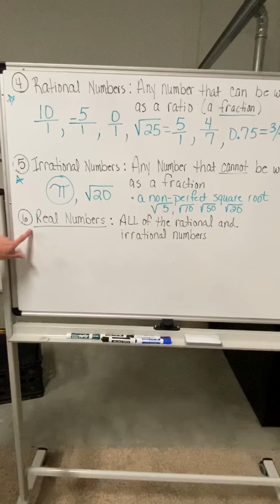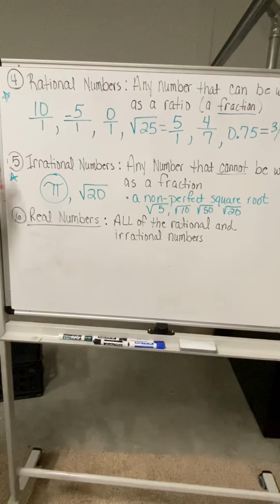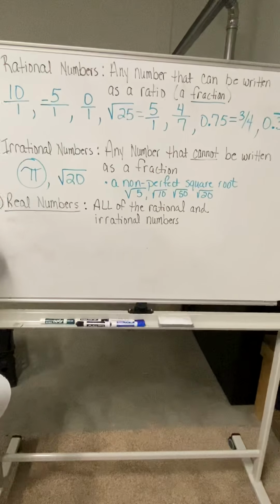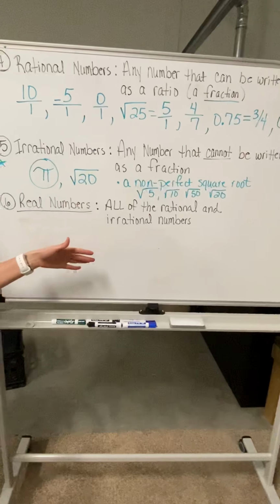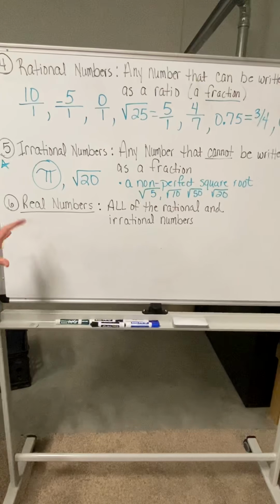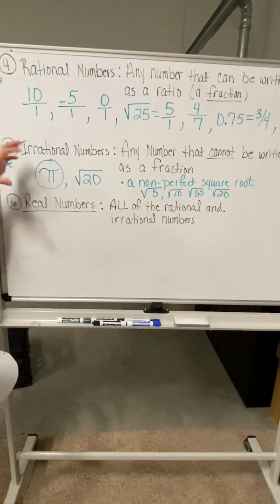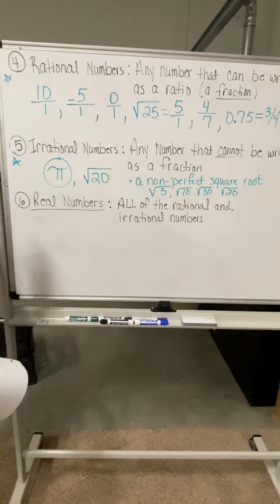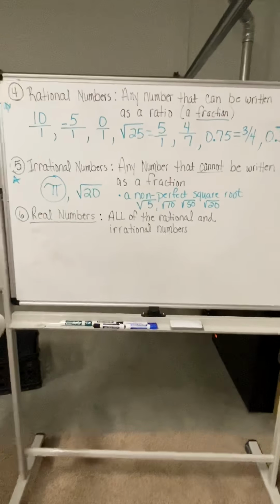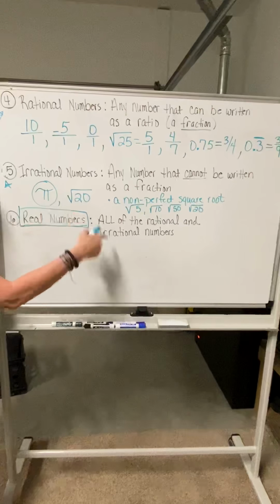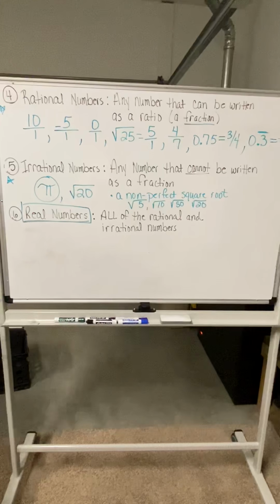Okay. This number 6 is not actually on the notes, but it's really simple. Real numbers are just all of the rational numbers and irrational numbers. So everything that we've talked about is considered a real number. You don't get into things that aren't real numbers until Math 2 or Math 3. So every single number falls into this category, whether it's a rational number or an irrational number.